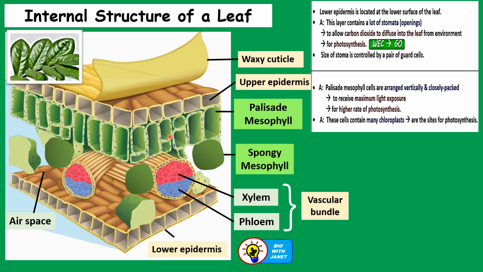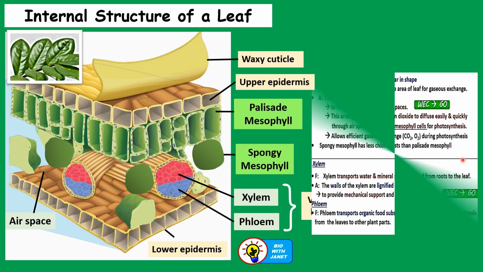Now, these cells also contain a lot of chloroplasts, which are the organelles that contain chlorophyll to absorb sunlight for the process of photosynthesis. So you can see a lot of dots inside. Sometimes they are green in color. These are the chloroplasts. So palisade mesophyll cells have a high density of chloroplasts so that they can carry out photosynthesis at a high rate.